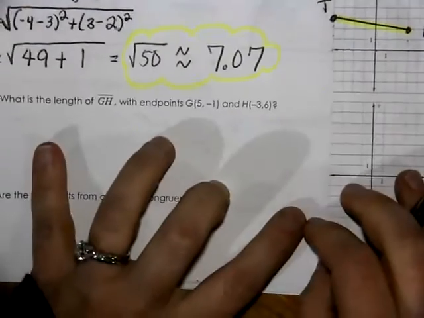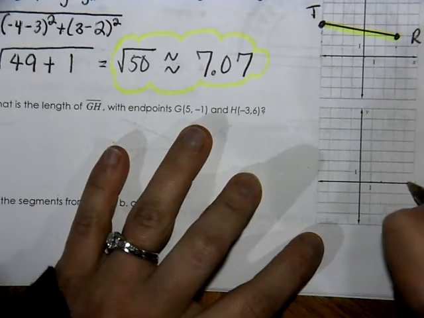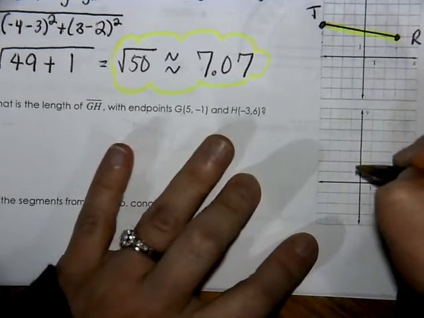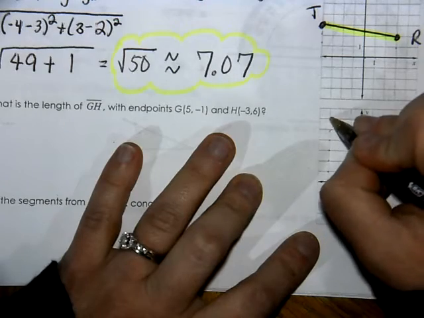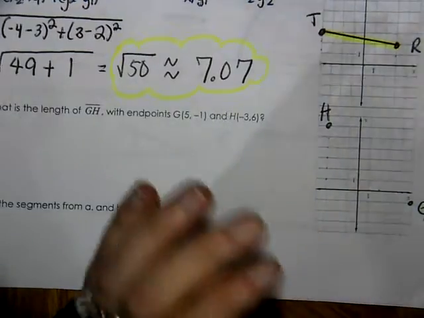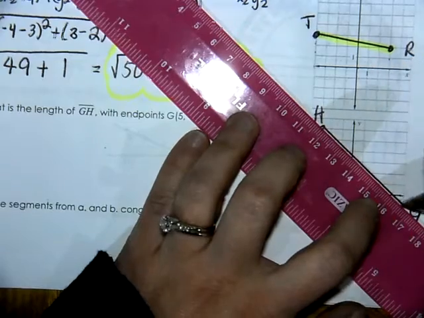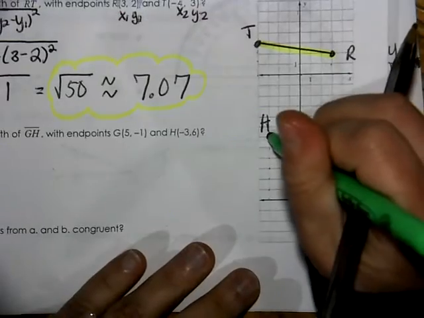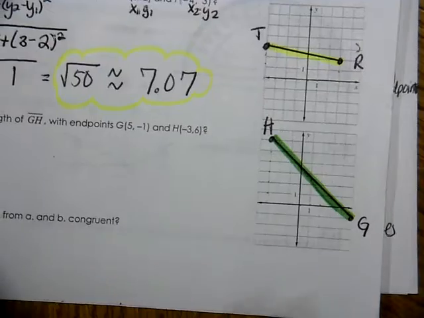Okay, the first thing I'm going to do is plot these points. I'm going to plot 5, -1, and call it G, and -3, 6. We'll call it H. Using my straight edge, I'm going to connect these 2 points to create a segment. And as you can clearly see, this is on a diagonal, which means I cannot simply count in order for me to find what the length of this segment is.